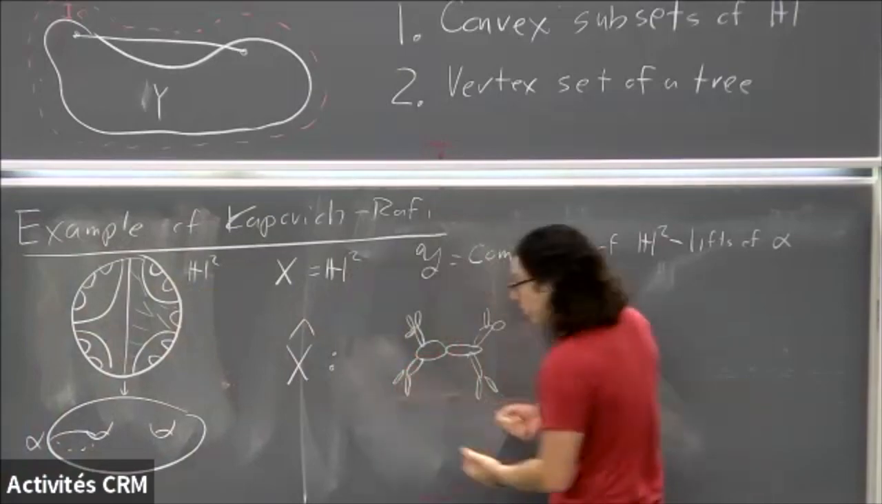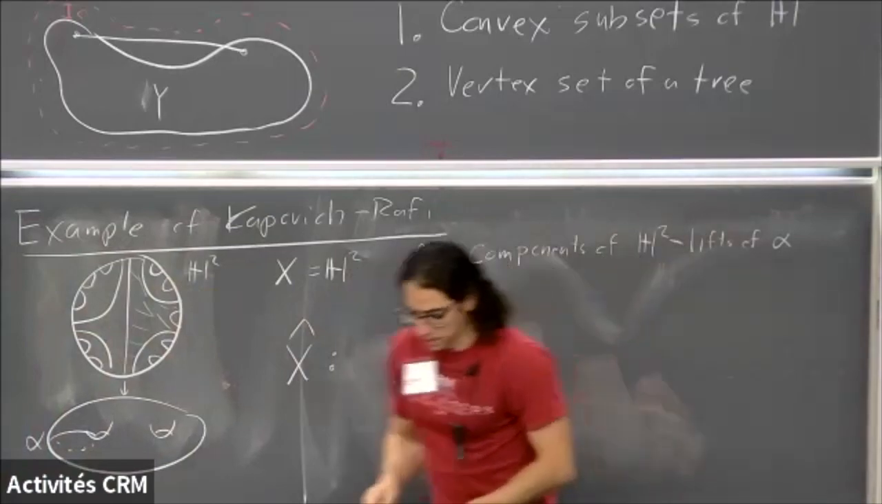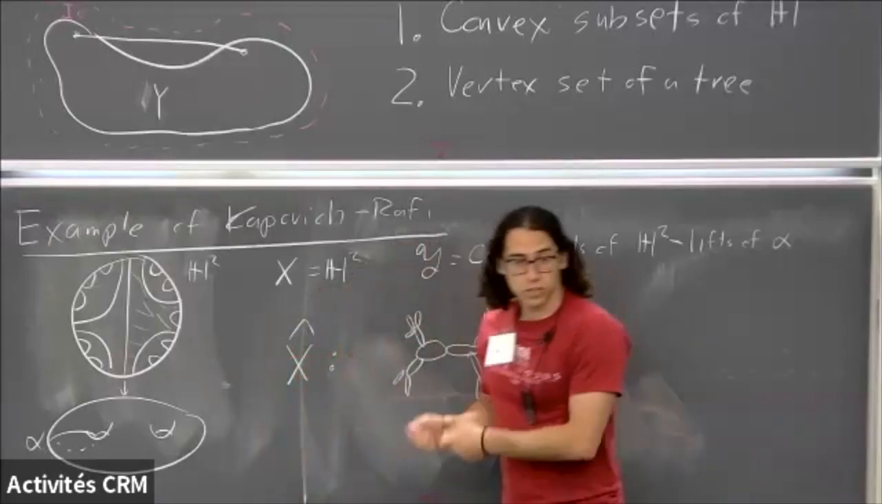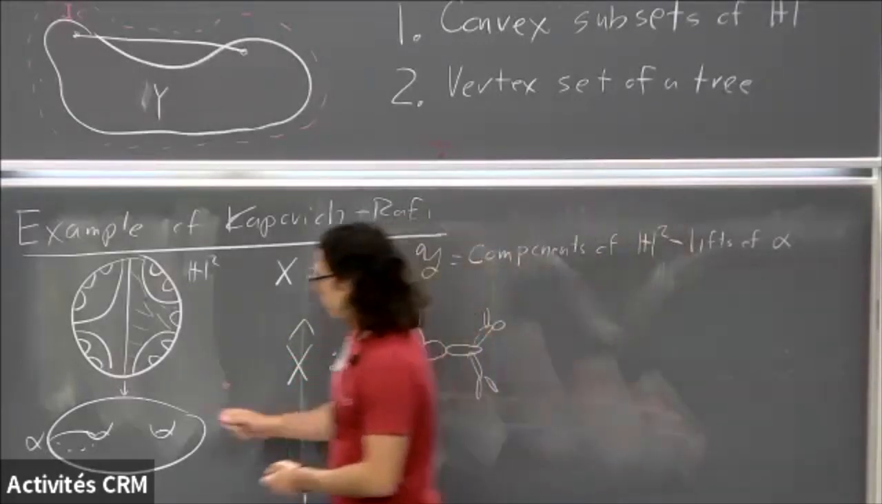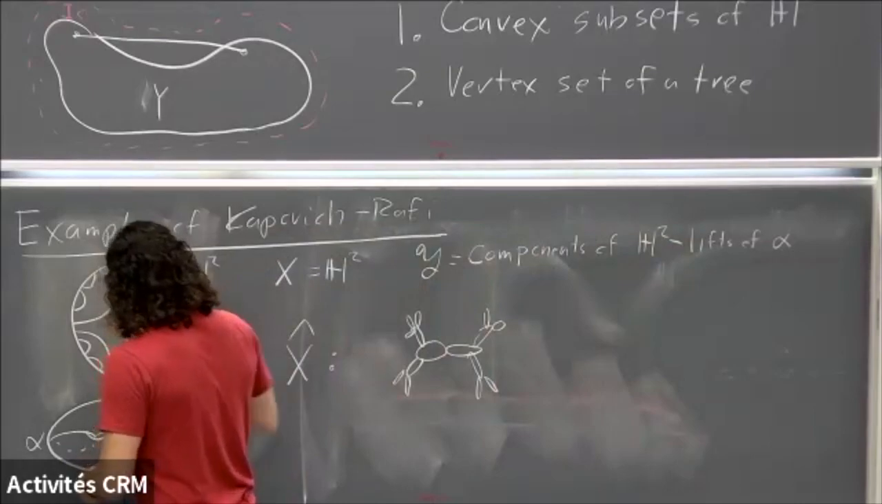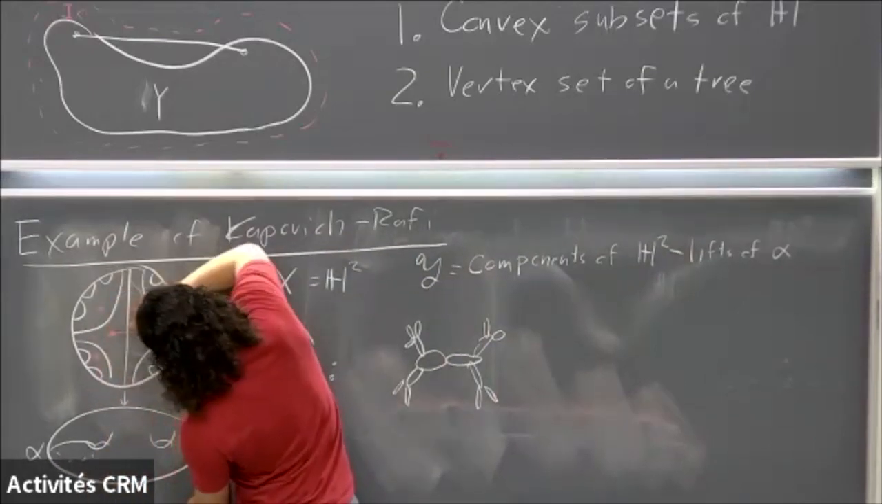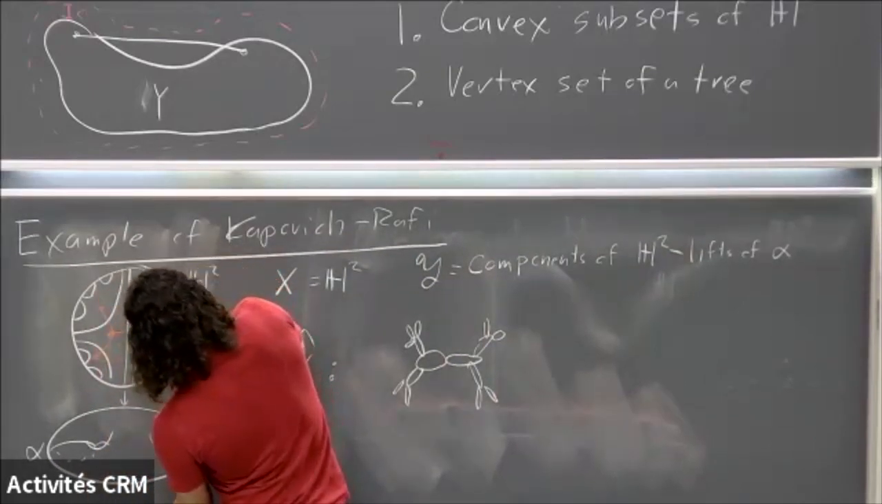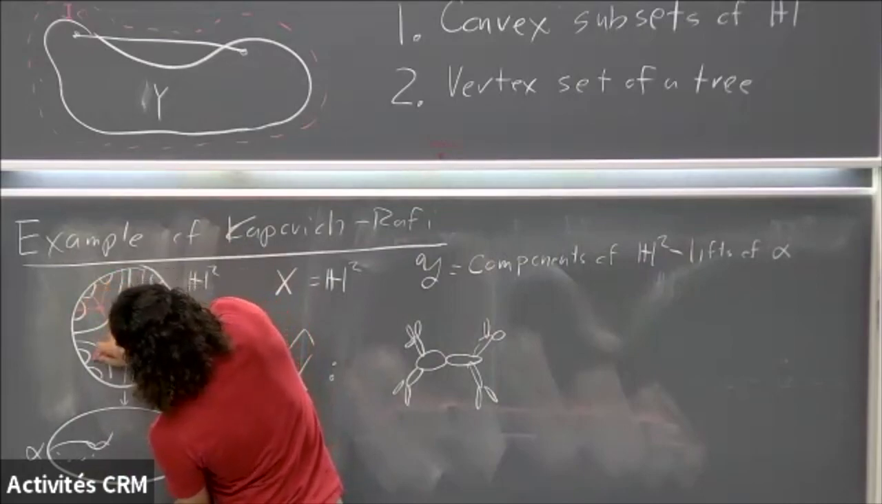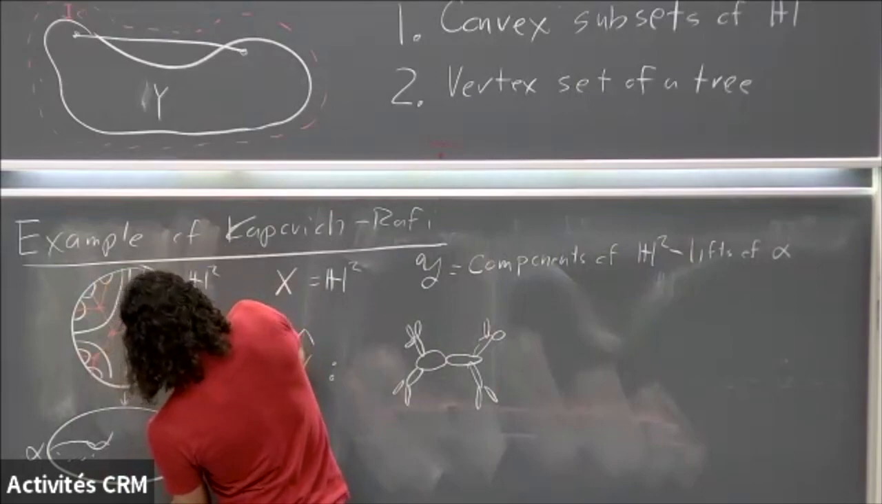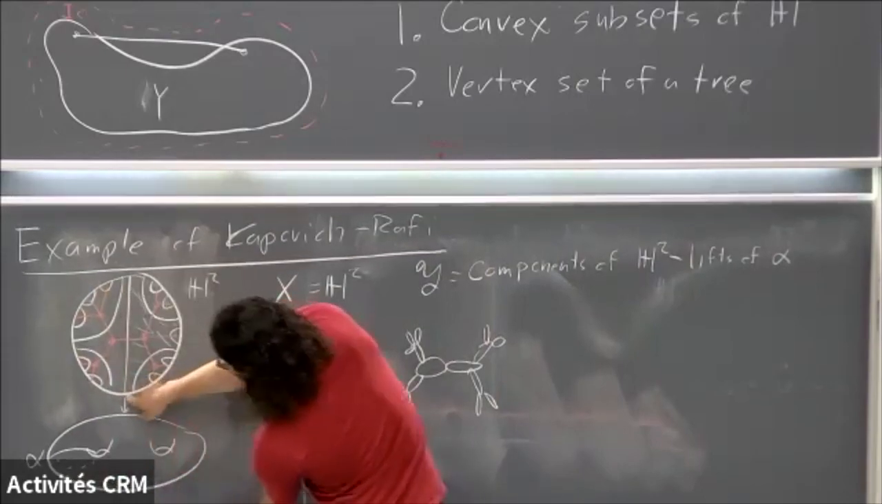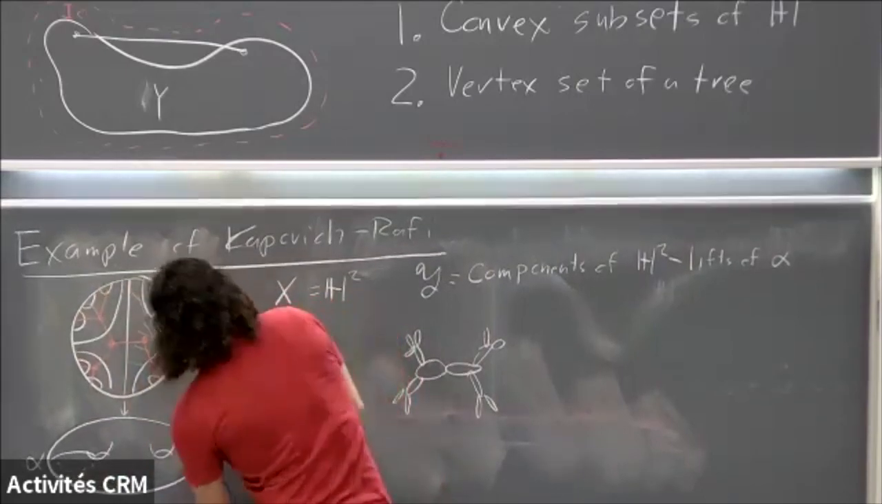Well, it looks very much like a tree. It's going to look like the dual tree to these curves. If I put a vertex for each of these regions, and I join them by an edge if they differ by a lift of alpha, I get a tree. My picture looks finite valence, but it's actually an infinite valence tree. There are infinitely many lifts of alpha around each region.